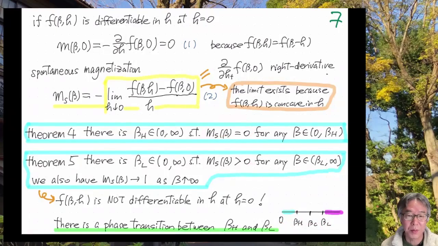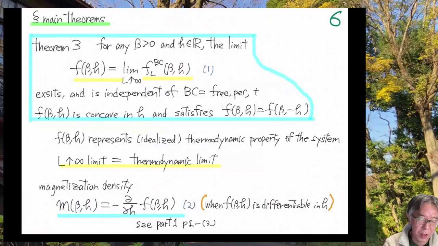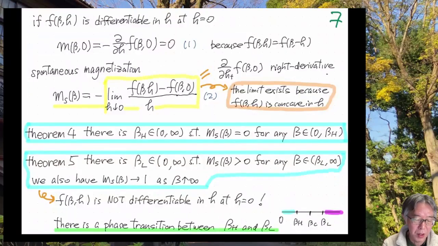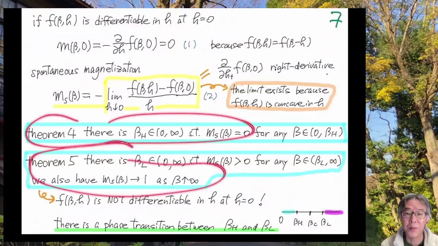They may be improved. And what we expect, and actually this can be proved, though it's much harder, is that the system only has two phases, this high temperature paramagnetic phase and this low temperature ferromagnetic phase, separated by a single transition point. But anyway, these two theorems establish that there must be a phase transition between beta_H and beta_L. So these are what we are going to prove: theorem 3 in part 3, theorem 4 in part 4, and theorem 5 in part 5.